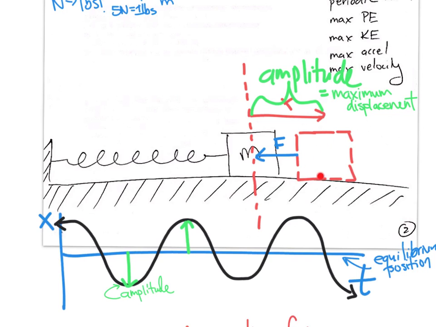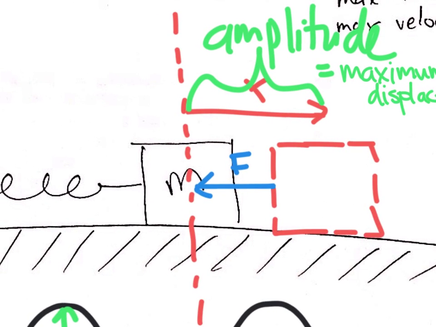When it's out here, for an instant it is stopped. It's like throwing a ball straight up into the air. At the top of its flight, its velocity is 0 for a moment. So what we can say is out here, let's zoom in on this, we can say velocity equals 0. So that's at its maximum displacement, velocity 0.